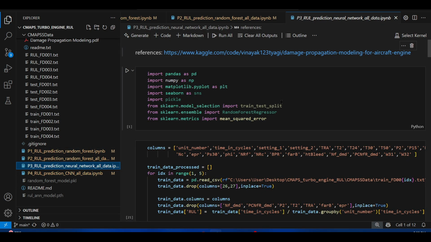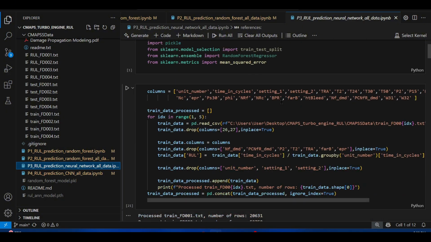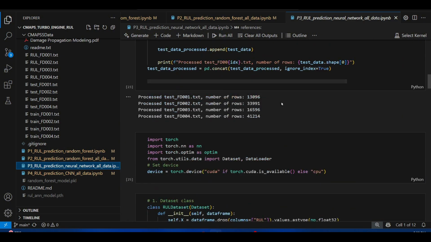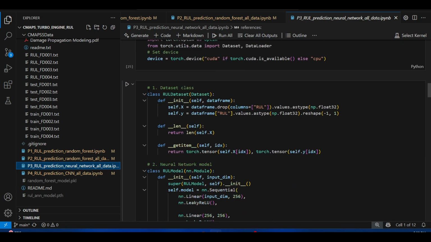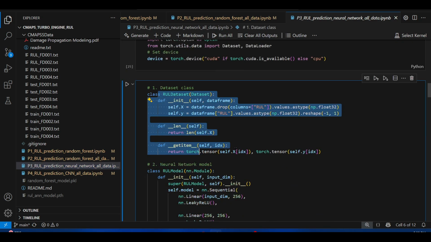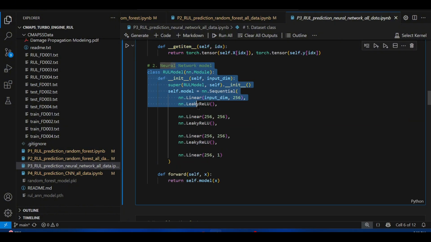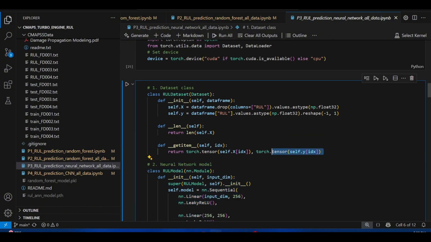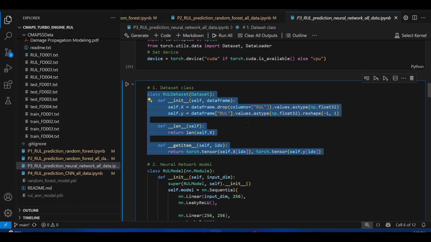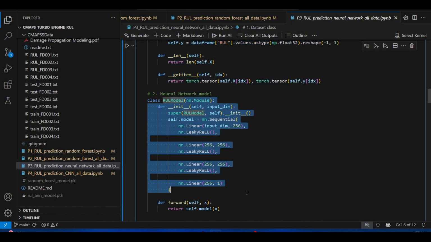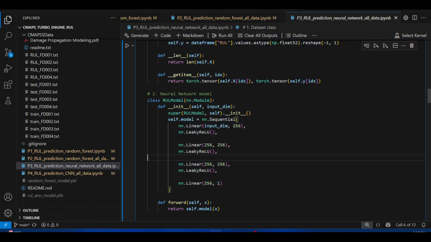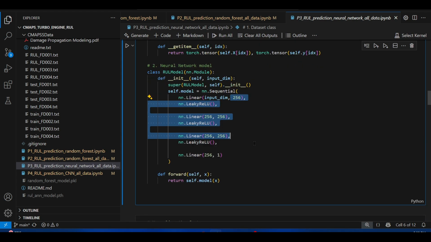I also trained a neural network instead of random forest. Most of the things stay the same, but just the dataset creation part changes a little bit, because PyTorch accepts a data loader, and it's better to use a data loader to not get an out of memory error. This is my simple neural network model. I have 3 layers, each having 256 neurons in them. I'm using leaky ReLU as my activation, and finally a linear layer with output 1.